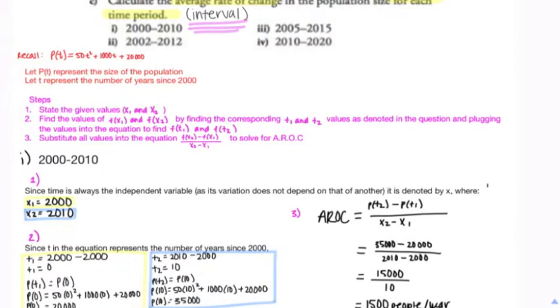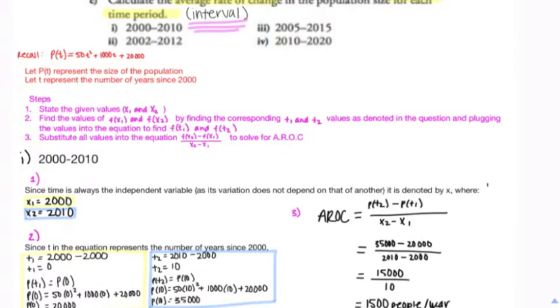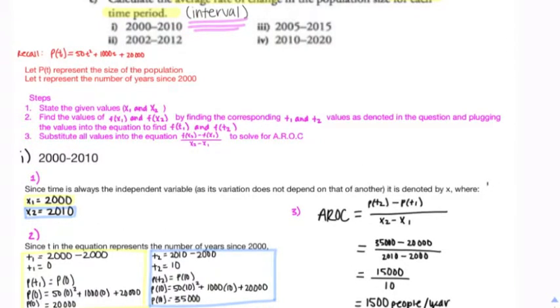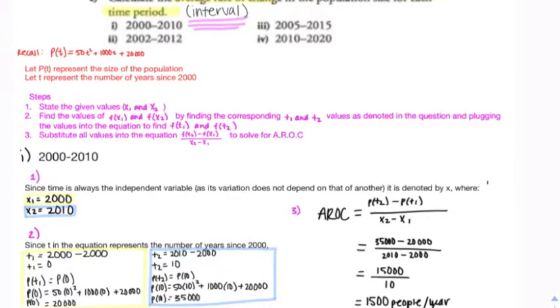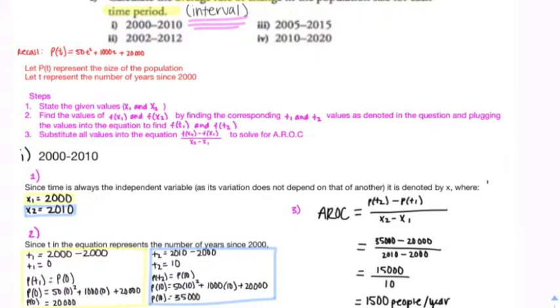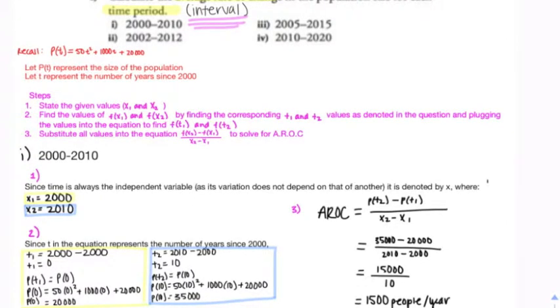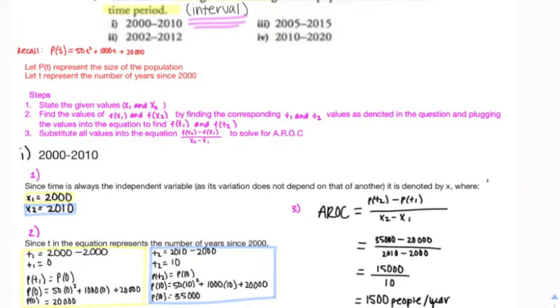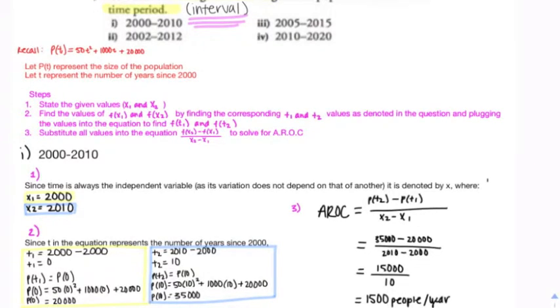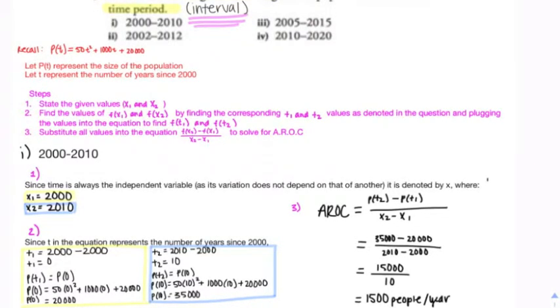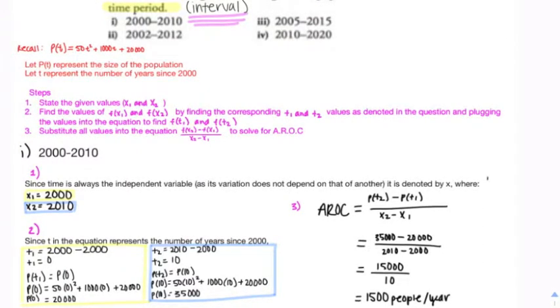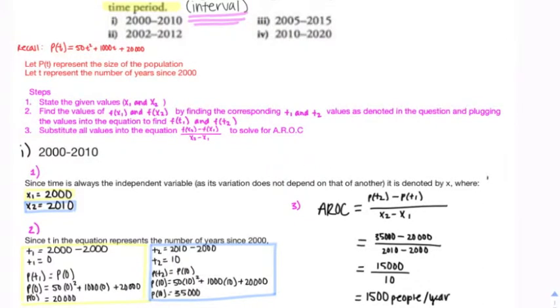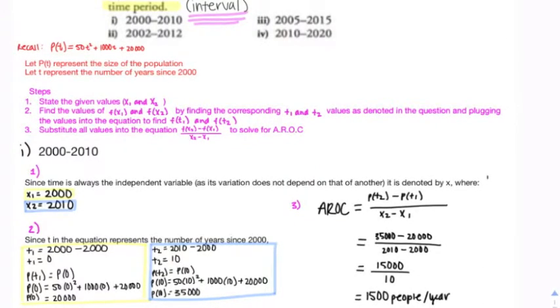For step 2, the yellow boxes indicate the steps in which x1 is used to find its corresponding t1 value, which is inputted into the P of t equation to find the value of P of t1. Although t is the variable for x in the P of t equation, the question states that t equals the number of years since 2000. Therefore, if x1 is equal to 2000, t1 is equal to 0 because 2000 is 0 years away from 2000. Once the value of t1 is inputted into the P of t equation, the value is 20,000.